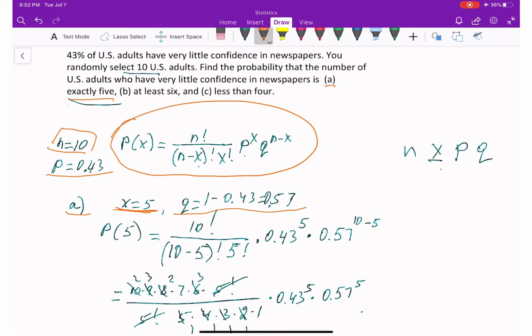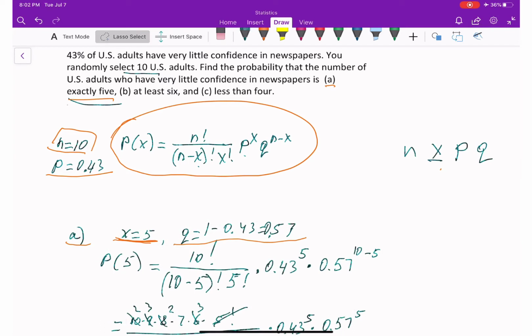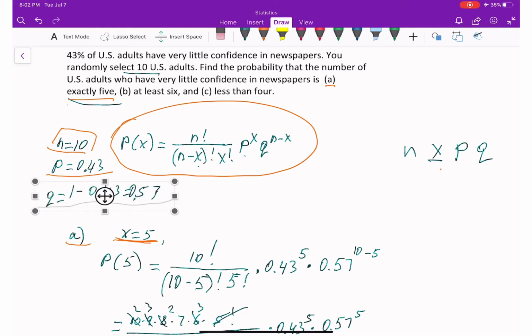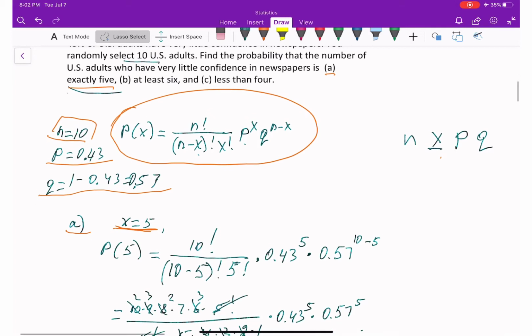Okay, actually this Q I can move out of this question A because Q is going to be common for all these questions. Therefore, I will move it out here. It's a common calculation for all of them, all A, B, C.